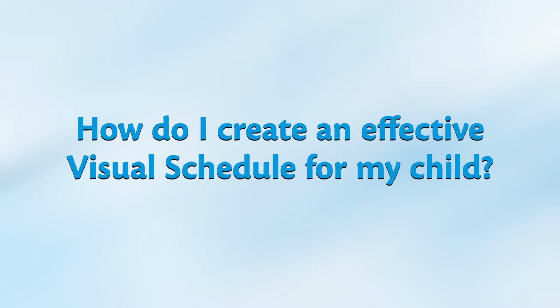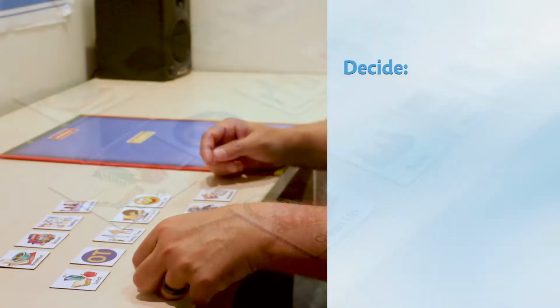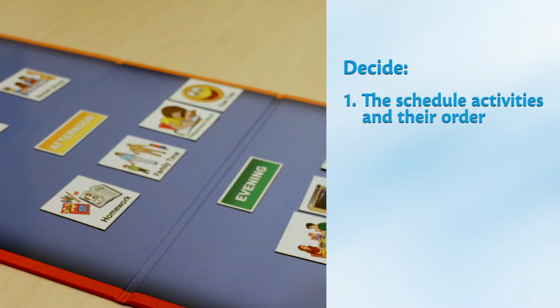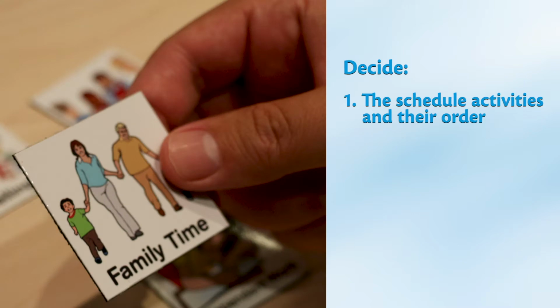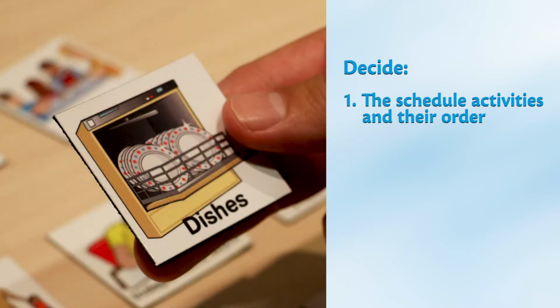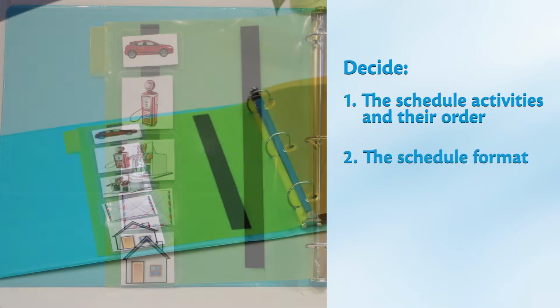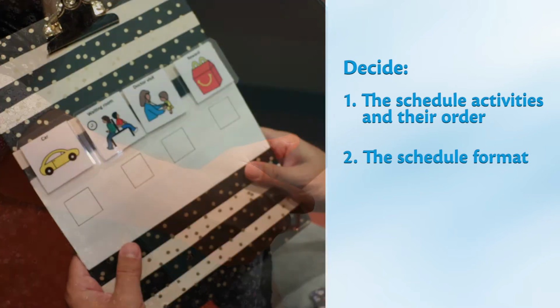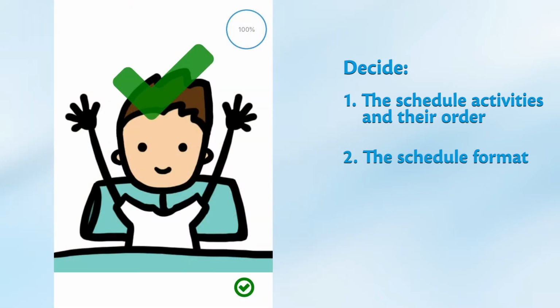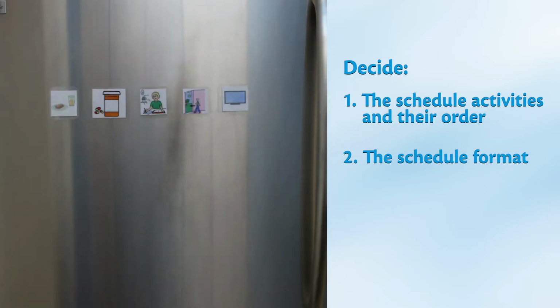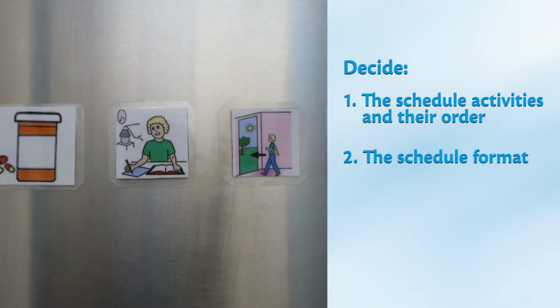How do I create an effective visual schedule for my child? First, decide the activities that you'll put on the schedule and the order in which they should occur. Try to mix in the preferred activities with less preferred ones. The schedule can be portable, for example, on a binder, clipboard, or an app on your phone, or it can be fixed to a permanent place, like a refrigerator or a wall.